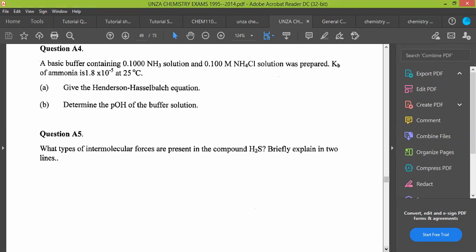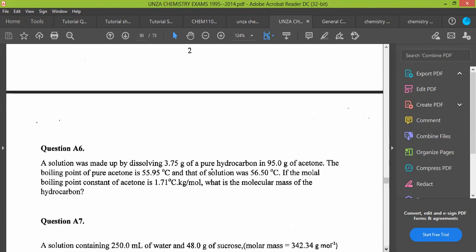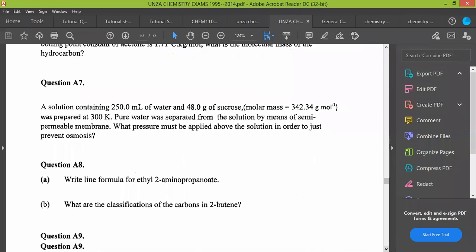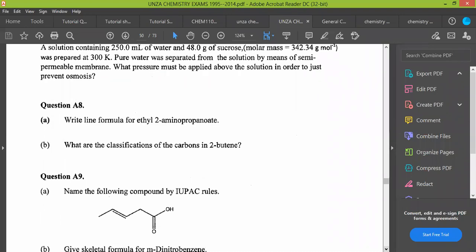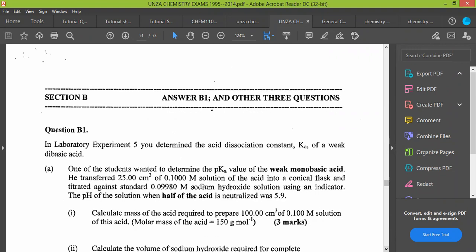Okay, so that is forces, a solution by dissolving acetone. So this is on solution chemistry. A solution containing this is also solution chemistry. Right line formulae: organic, organic, organic. Ka of a weak acid. So this is a lab.